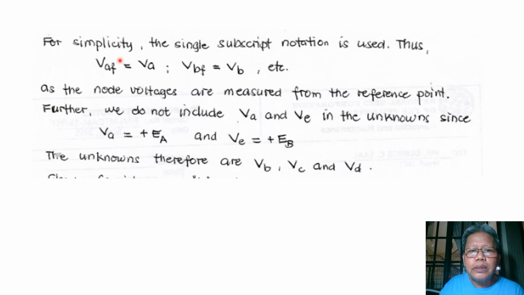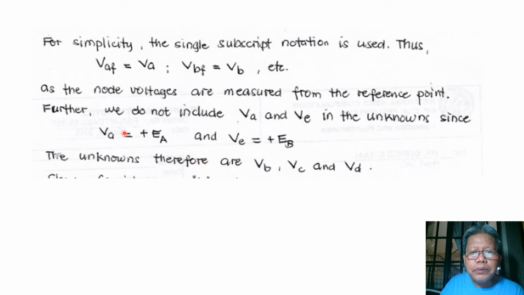Now, for simplicity, the single subscript notation is used. Thus, instead of V_AF, the voltage between A and F, we just call this V_A. And we have V_BF, the voltage between B and F, we just call that V_B, and so on. As the node voltages are measured from the reference point. So using the single subscript notation, we have chosen a reference node already, from which these node voltages shall be measured.